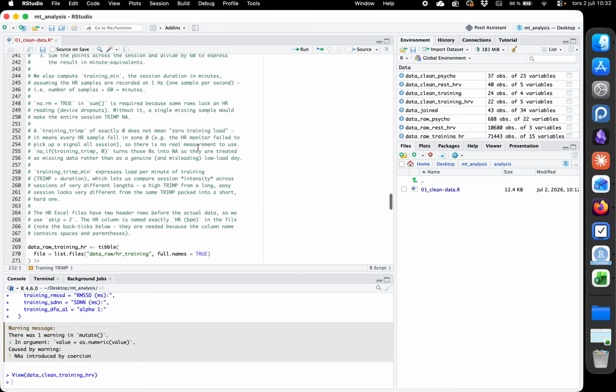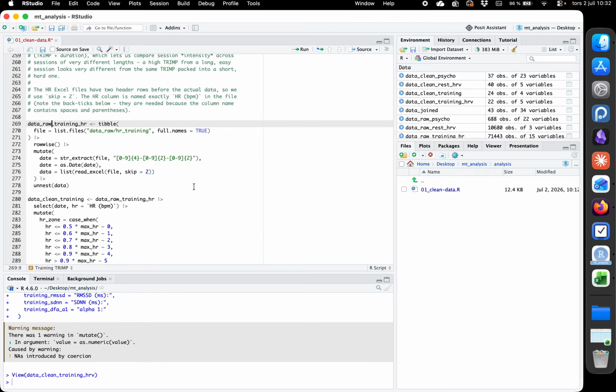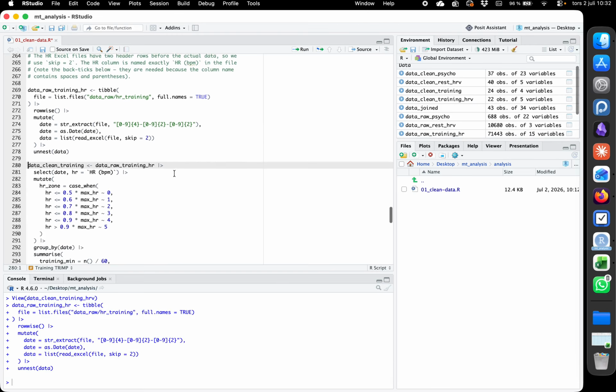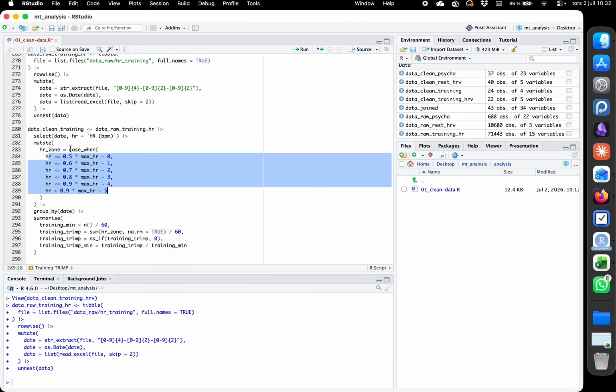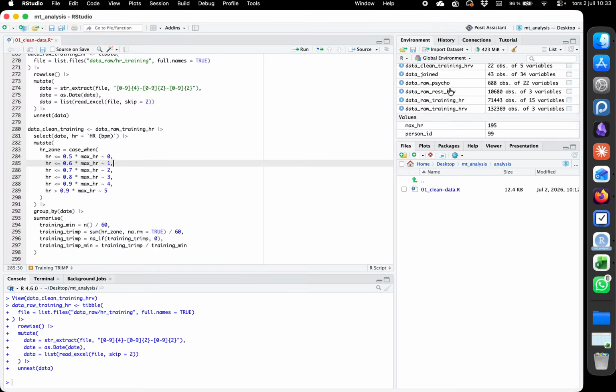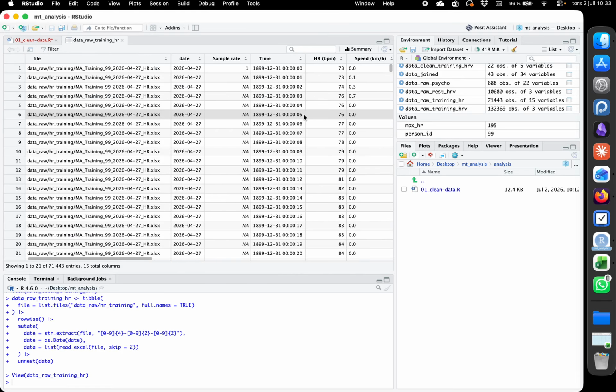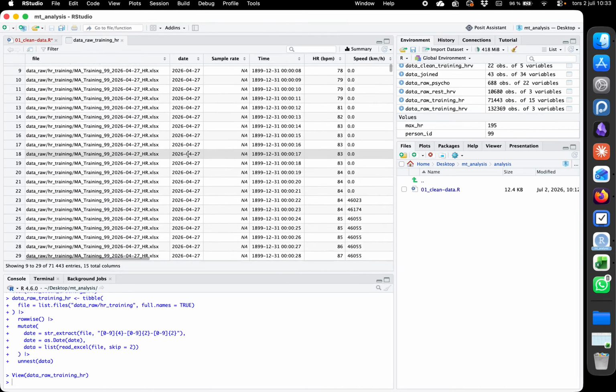Now one thing that we need to do with the raw training heart rate data is we load it, and then remember that we looked last time at how we calculate the trim values. Now in this case, if we look at the raw HR data, and there's a lot of data here, right? We have 71,000 rows. That's a bit too much.